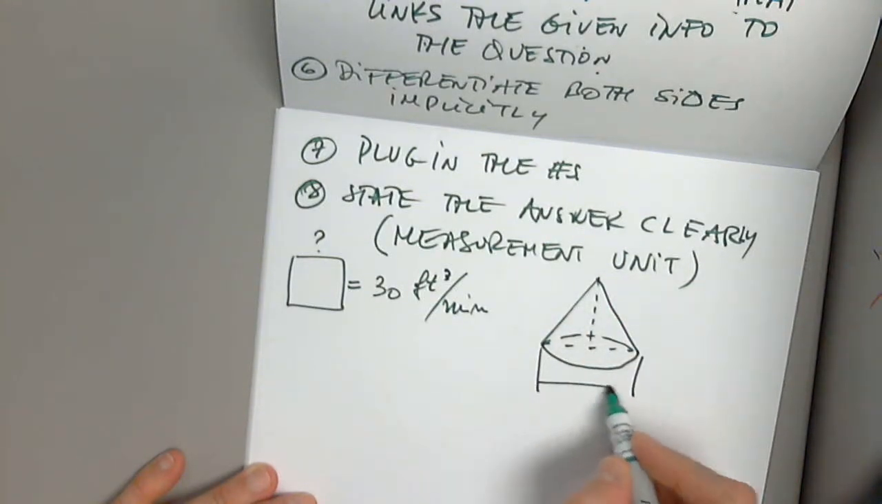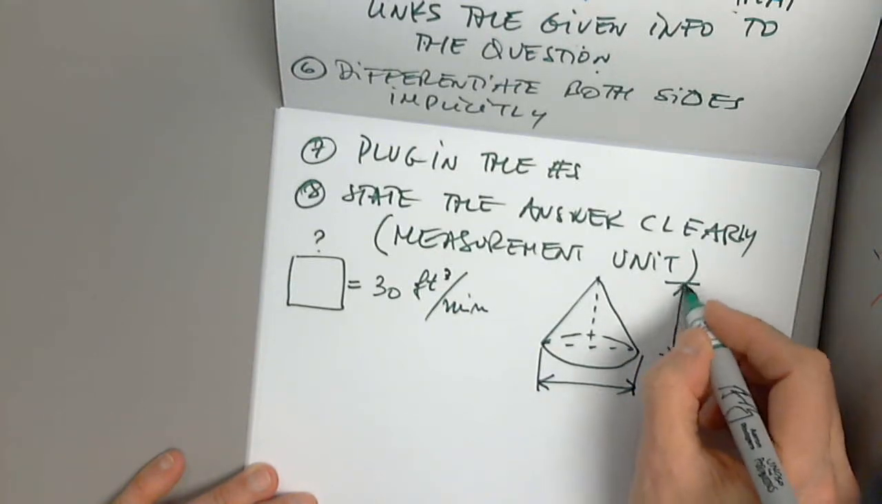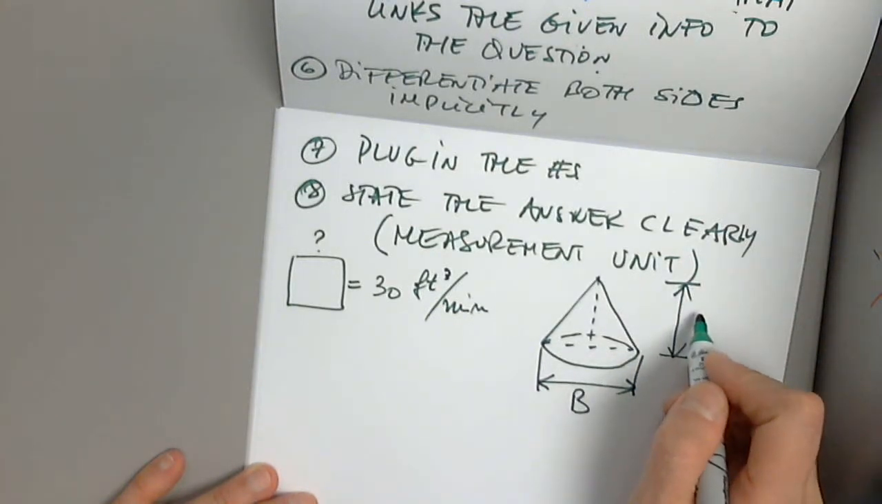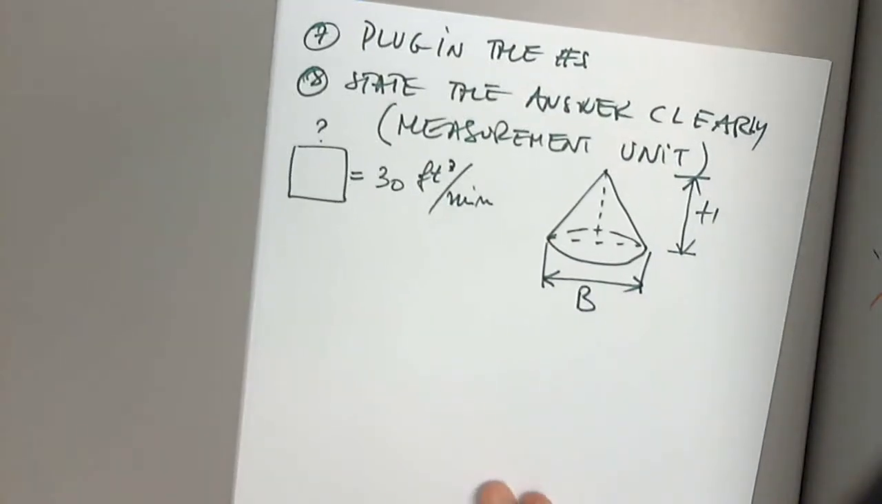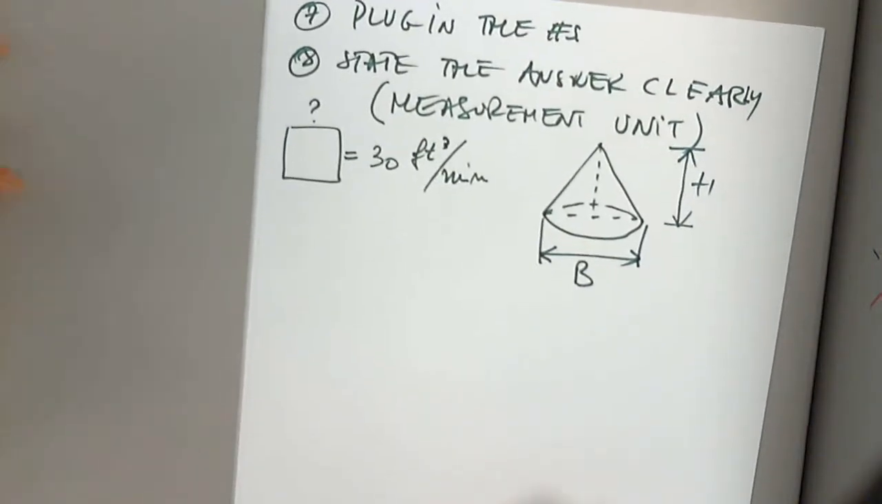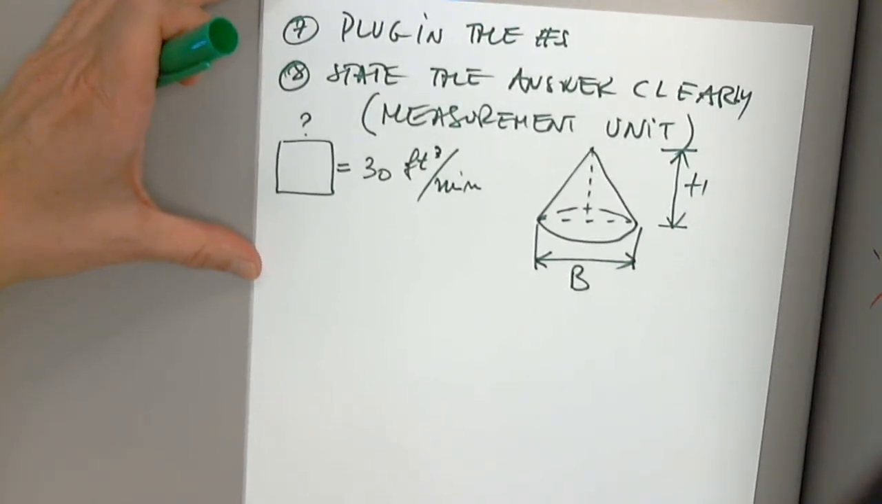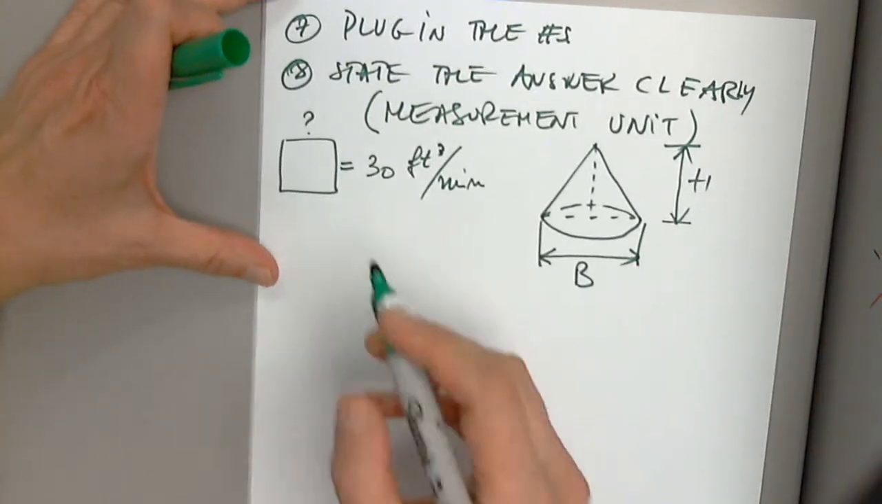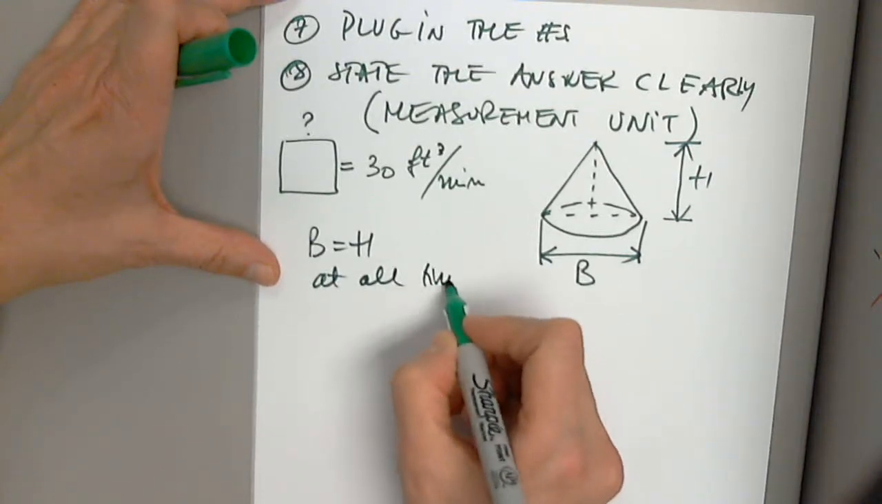This is the base diameter, and this is the height. Or if you want to write it as D for diameter, I don't want to because of dD. I don't like dD in there. It depends on what we're facing, but I'm trying to avoid denoting anything by D. Okay, I will say B equals H at all times.